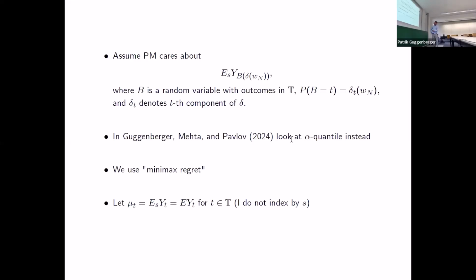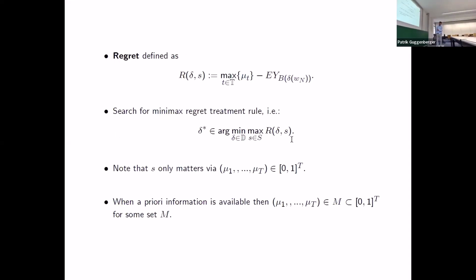Anyway, so what is the criterion that we are using? In the context of expected outcome, we're focusing on minimax regret. Now, for those of you who don't know what minimax regret is, let me quickly define it. Let's first introduce that notation. Mu t denotes the expectation of Yt. Okay? And regret is defined as follows.